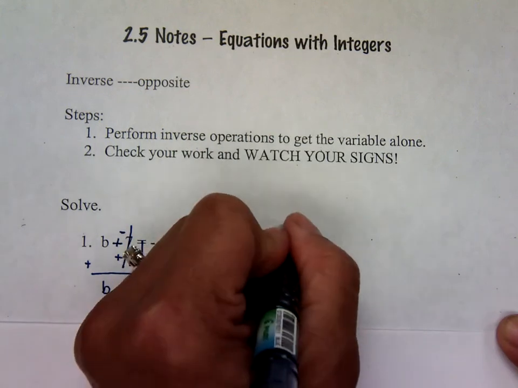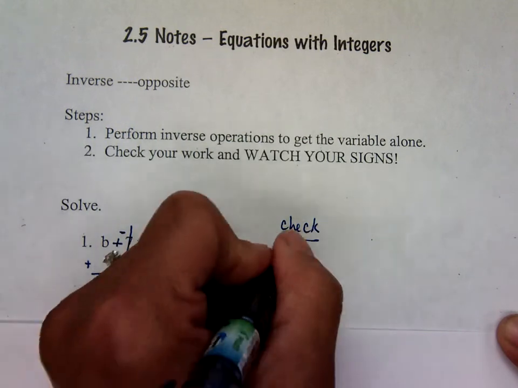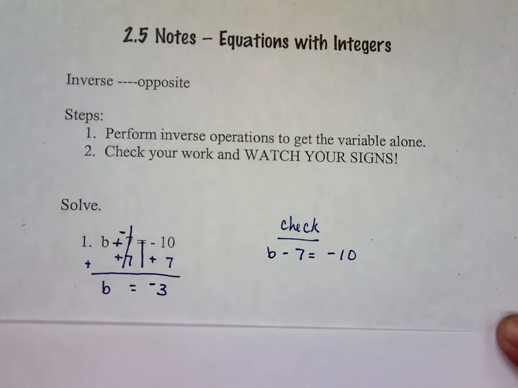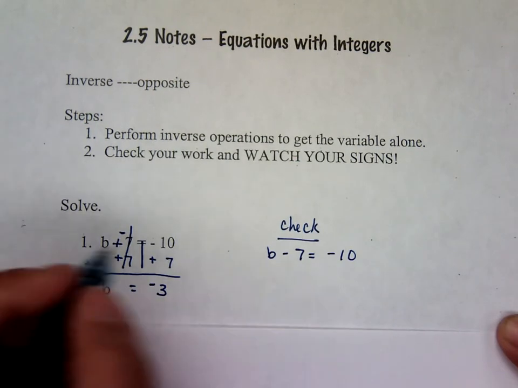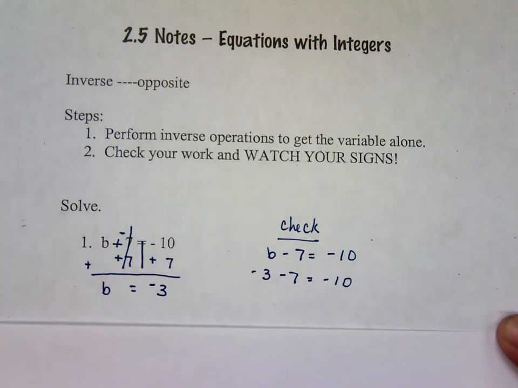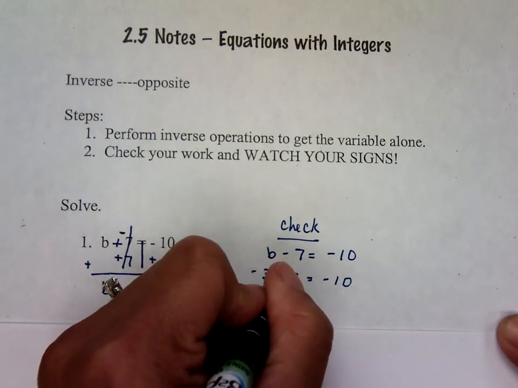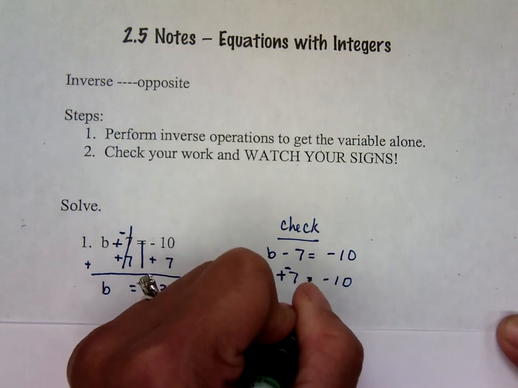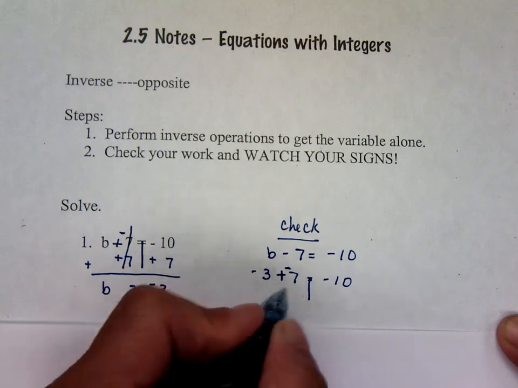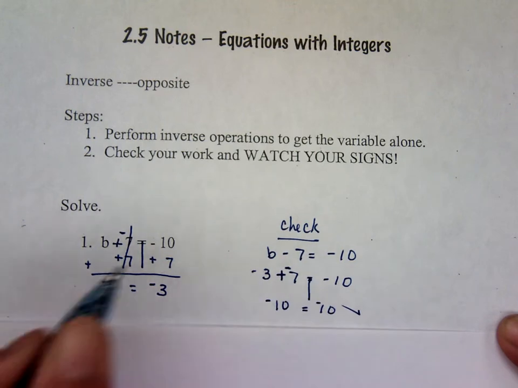Now let's do your check. So you rewrite the original problem. B minus 7 is equal to negative 10. Replace your B with negative 3. So negative 3 minus 7 is equal to negative 10. Okay, so now you have to change your subtraction sign to addition. Make 7 a negative 7. Negative 3 plus negative 7, they're both the same sign, so you're going to add, so it'll be 10, and that makes negative. And negative 10 is equal to negative 10, and that checks out.